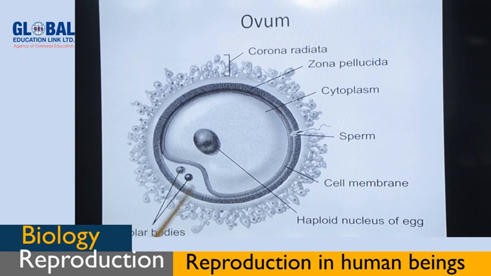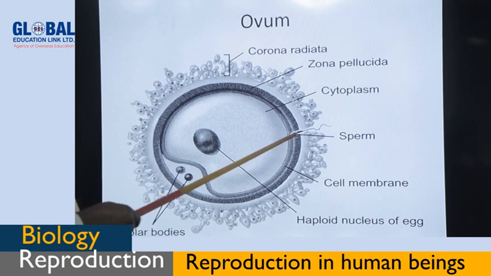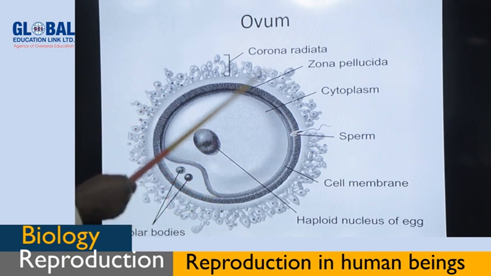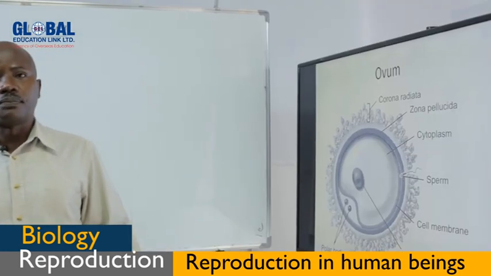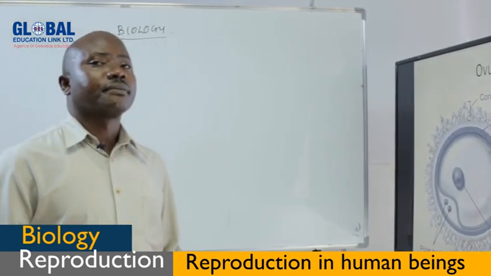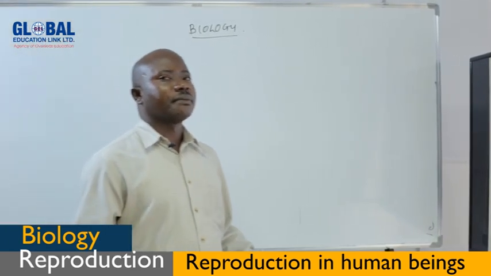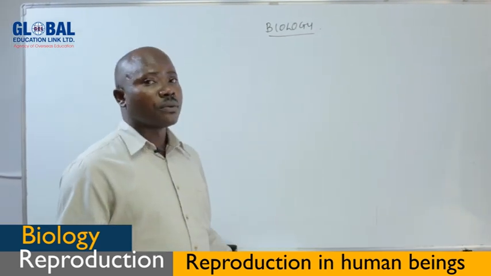But we said complete oogenesis occurs after the male gamete has successfully entered the secondary oocyte and transforms the secondary oocyte to the female reproductive cell.